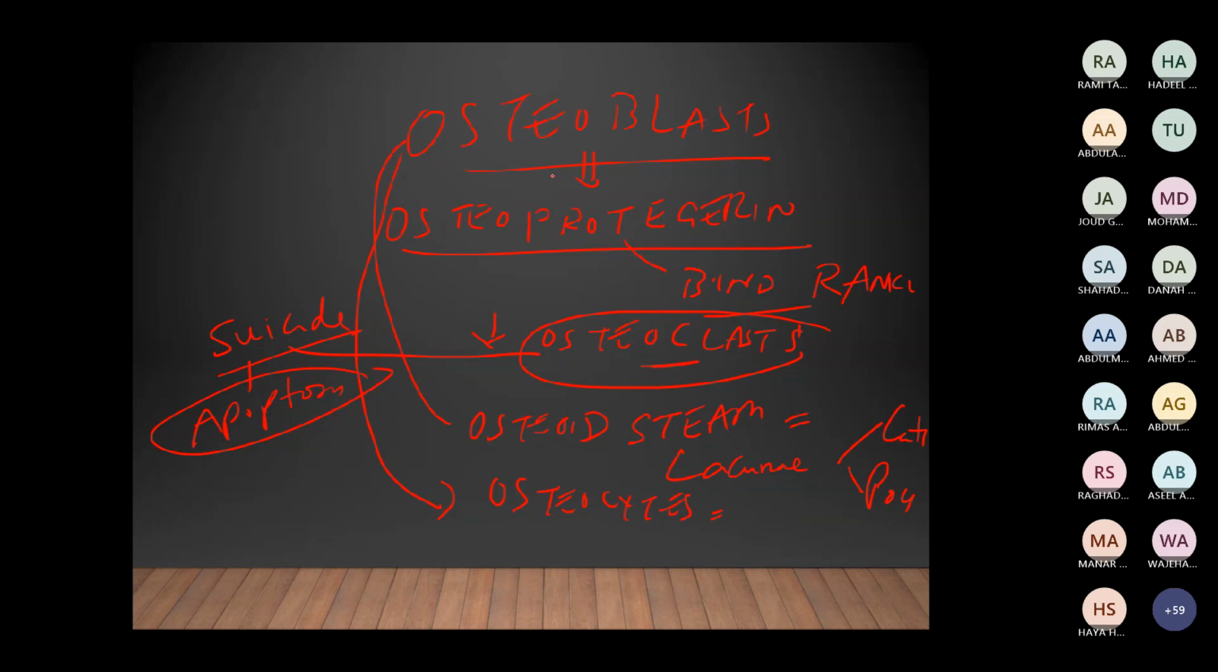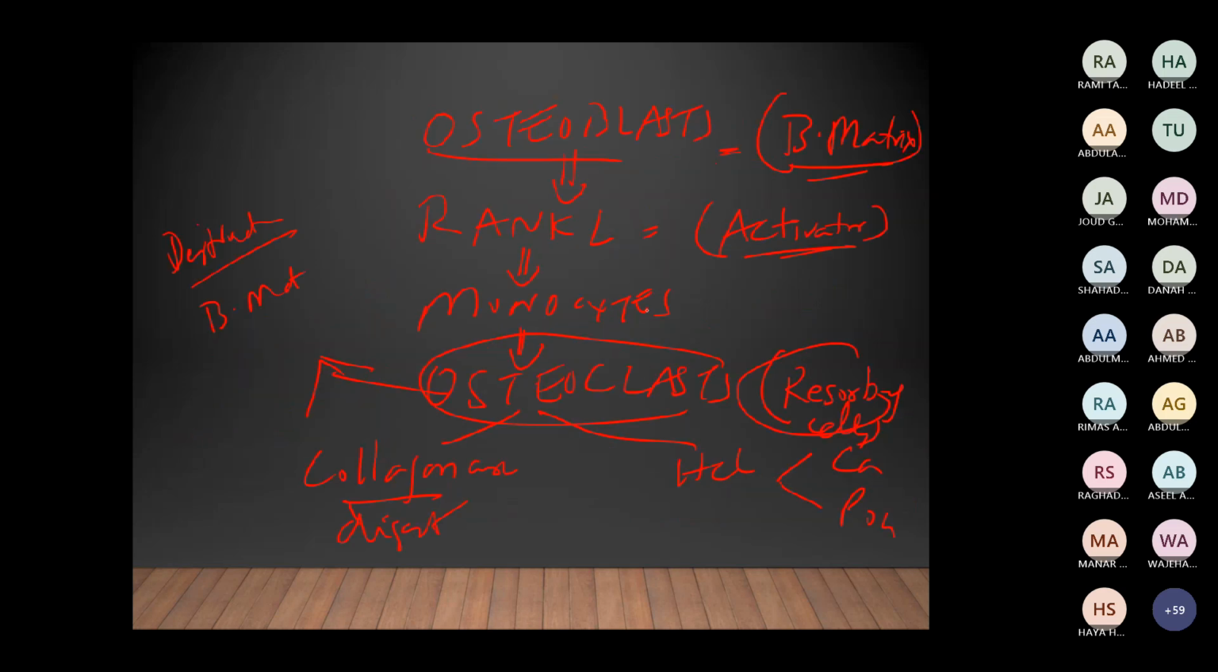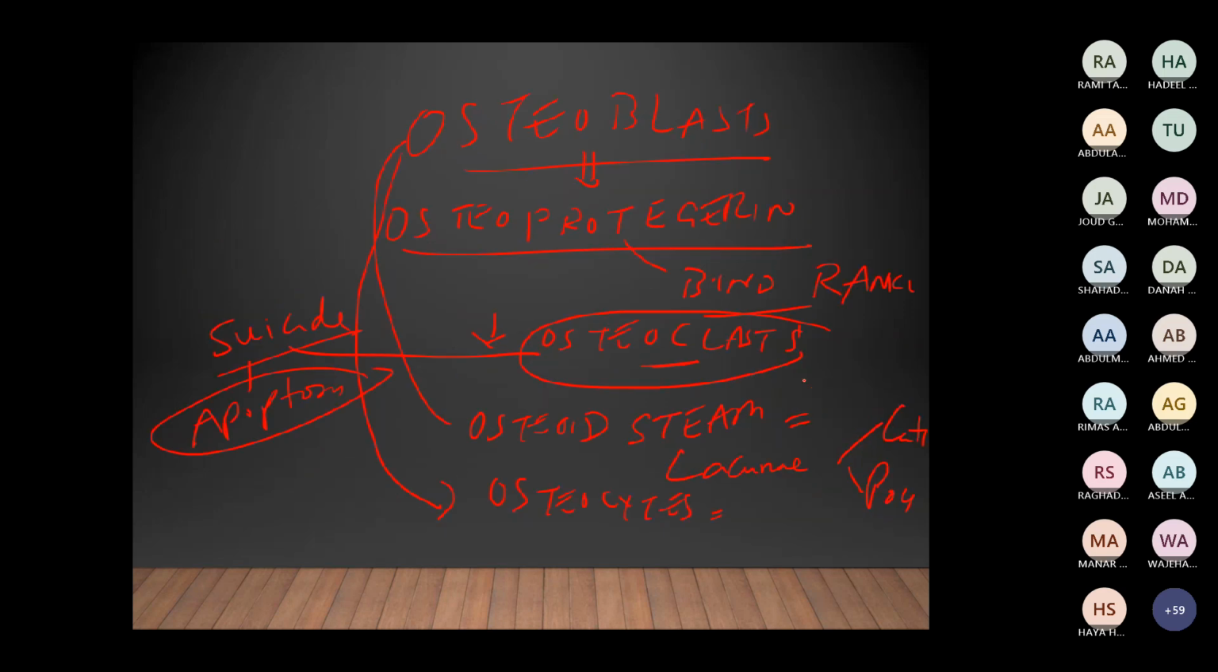So osteoblasts have three functions. One function is, through RANKL, to make the osteoclast for bone resorbing, and through osteoprotegerin to protect the bone matrix by deactivating osteoclasts. They also secrete osteoid seam for calcium and phosphate deposition, and they turn into osteocytes. They are the bone forming cells. Now, if you remember this, it will be very easy.